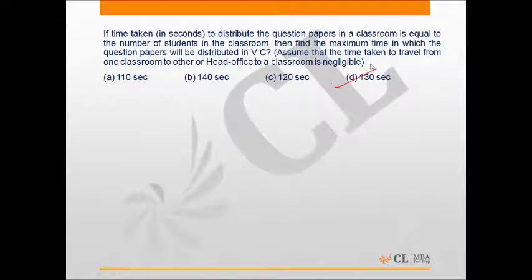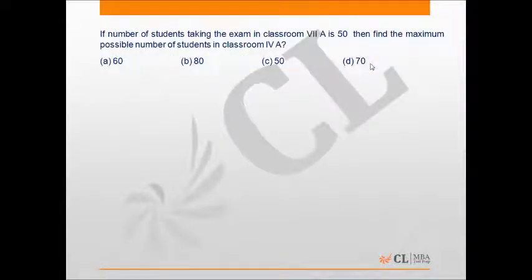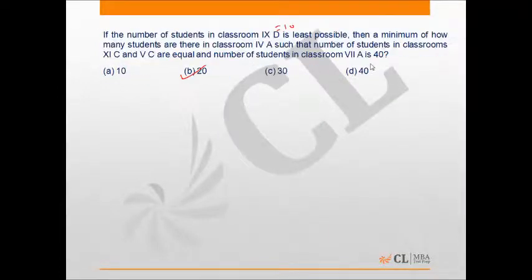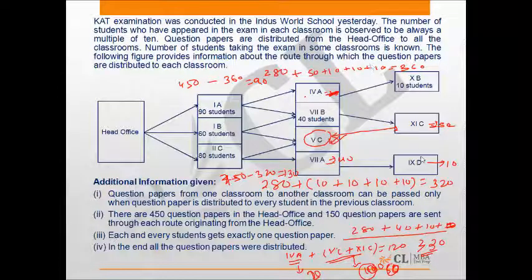Let's come to the last question of this set. Here it is given that the number of students taking the exam in classroom 7th A is 50. Then find the maximum possible number of students in classroom 4th A. Here it is given that the number of students in 7th A is 50, and we have to maximize the number of students in class 4th A.